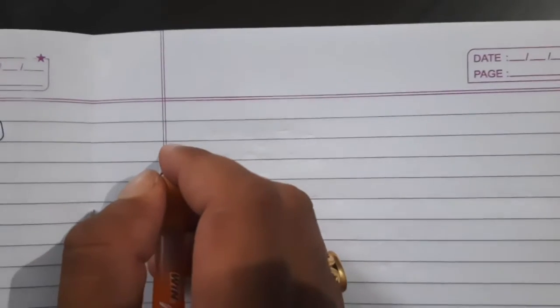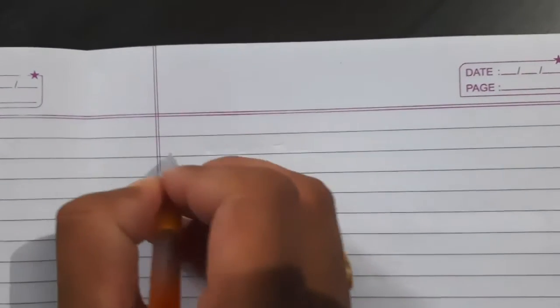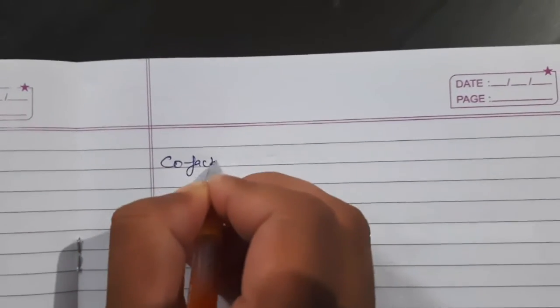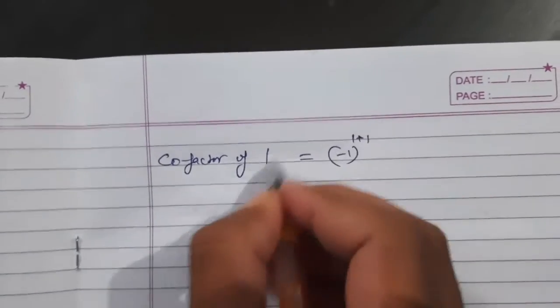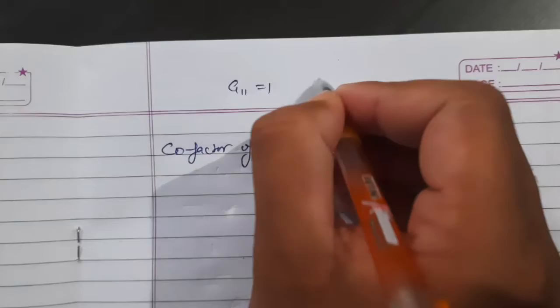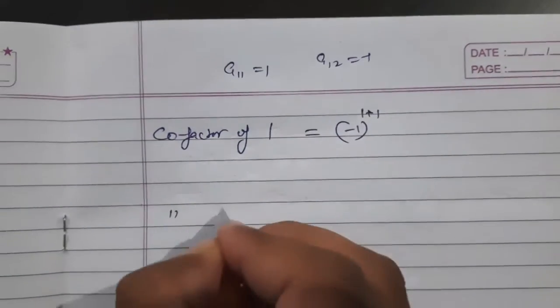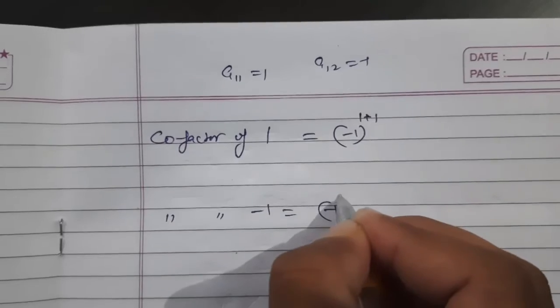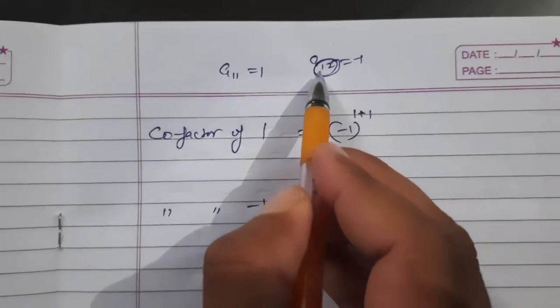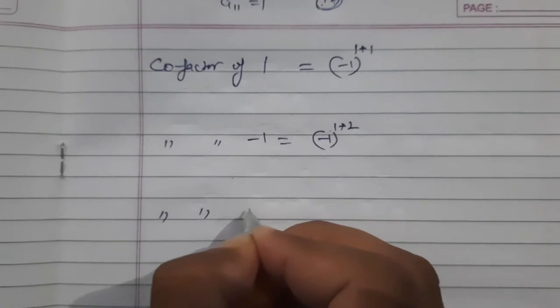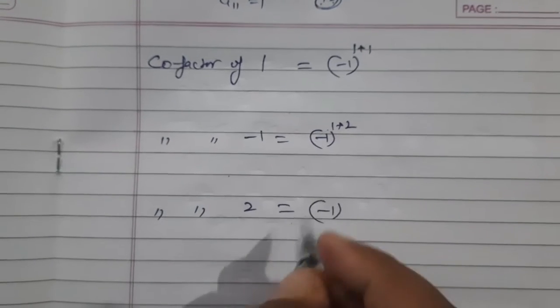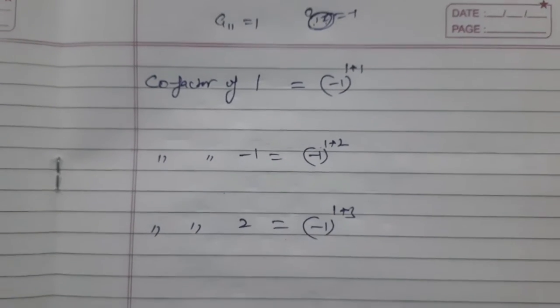Now we are going to find the adjoint of A, and to find the adjoint of A, first of all find the cofactors of each element of the matrix A. So first of all, cofactor of 1: minus 1 raised to power 1 plus 1. Why 1 plus 1? Because 1 is the A11 element, and minus 1 is the A12 element. So for the cofactor of minus 1, we write 1 plus 2, the address of the element: first row, second column. And similarly, we will find the cofactor of 2: first row, third column, 1 plus 3.